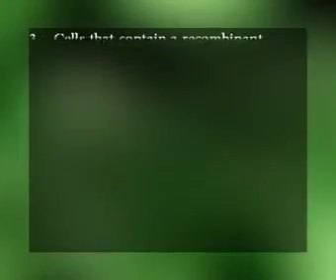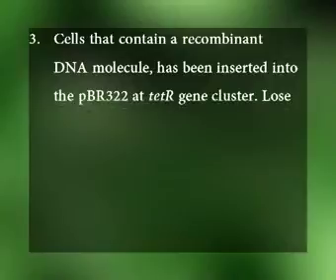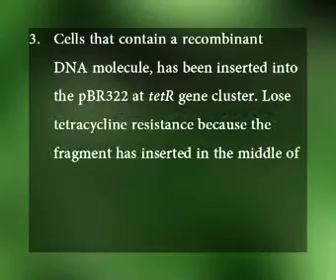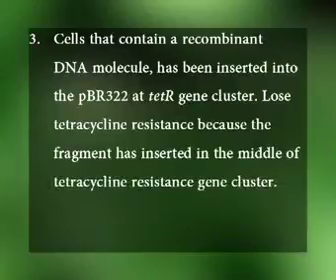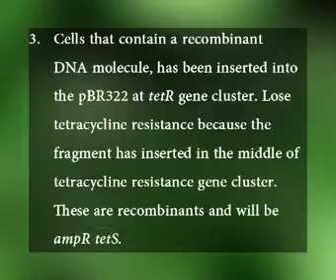Number 3, cells that contain a recombinant DNA molecule, that is, the DNA fragment has been inserted into the pBR322 at the tetracycline resistance gene cluster. These cells will lose tetracycline resistance because the fragment has inserted in the middle of the tetracycline resistance gene cluster. These are recombinants and will be ampicillin resistant, tetracycline sensitive.